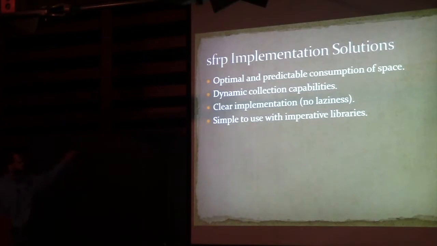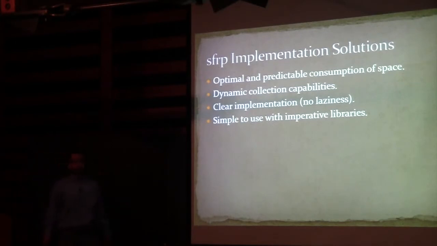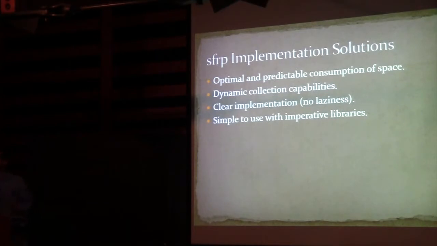We have also optimal and predictable consumption of space. The space is very well defined in terms of what kind of memory this thing is going to use every time you pull. Dynamic collection capabilities come automatically, really, because you can do mutability between time samples and it doesn't break your semantics at all.